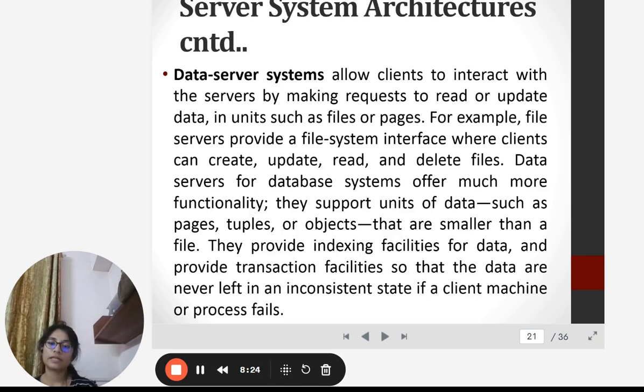Data servers for database systems offer much more functionalities. They support units of data such as pages, tuples, or objects that are smaller than a file. They provide indexing facilities for data and provide transaction facilities so that the data are never left in an inconsistent state if a client machine or process fails.